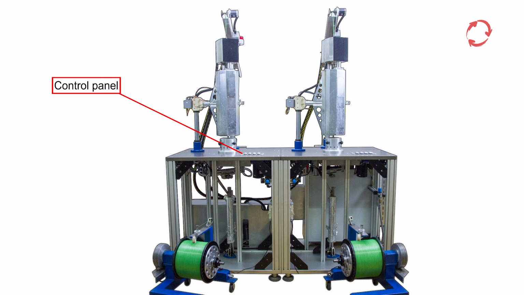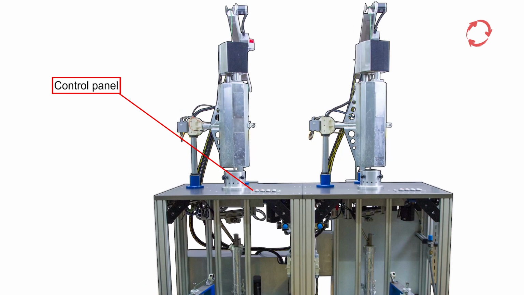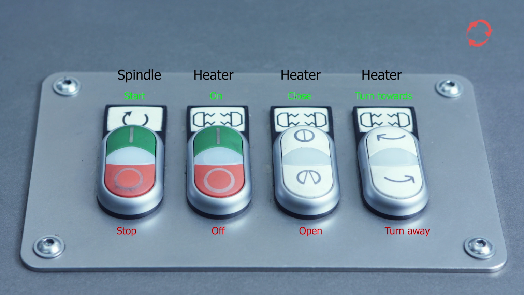A control panel is located on every machine side, which is only used to perform the machine's basic functions.